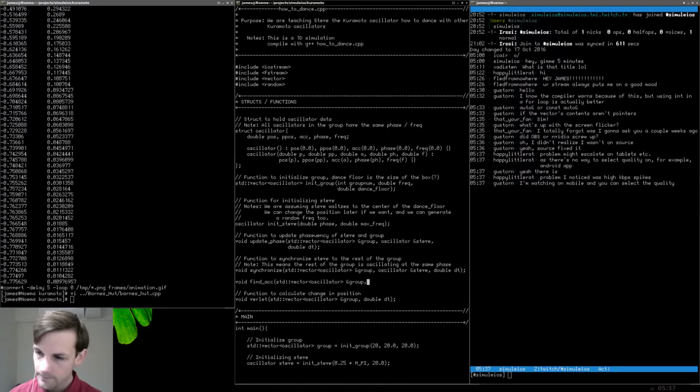There we go. I'm watching on mobile, and you can select the quality. The problem I noticed with high kilobytes per second spikes. Maybe, but maybe that's the issue with OBS. It could be that OBS is just sending too much information too quickly, or something like that. I'm not sure. I have no idea what the issue is, but I do know that on source it is fine. So that is a very quick fix to things while we're currently figuring out how to get the screen flicker away.